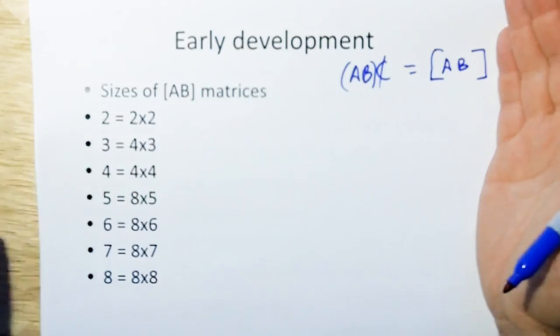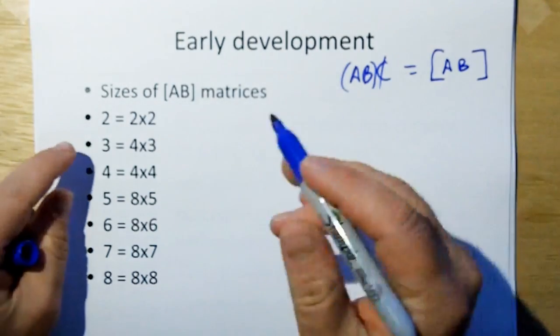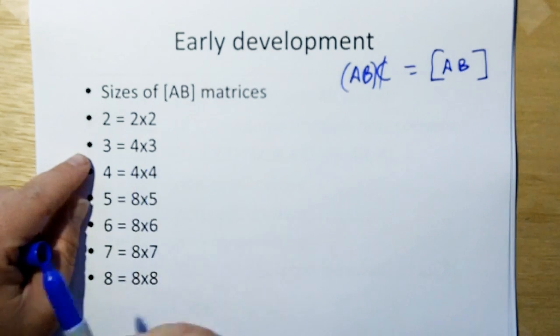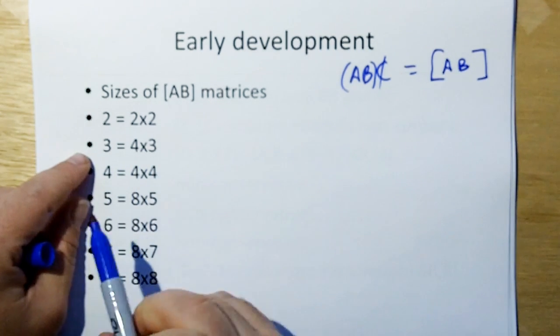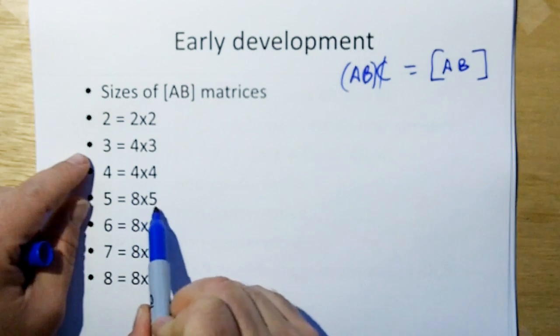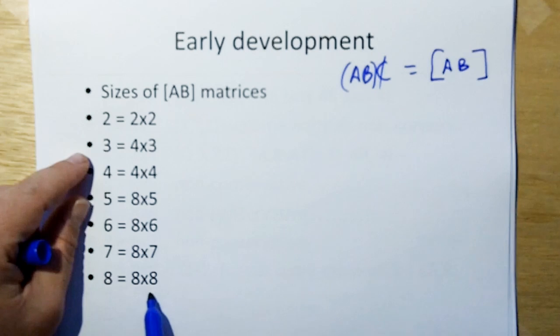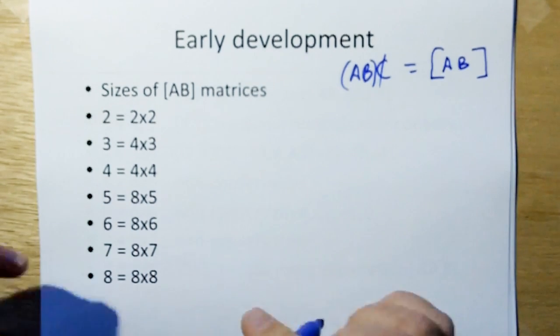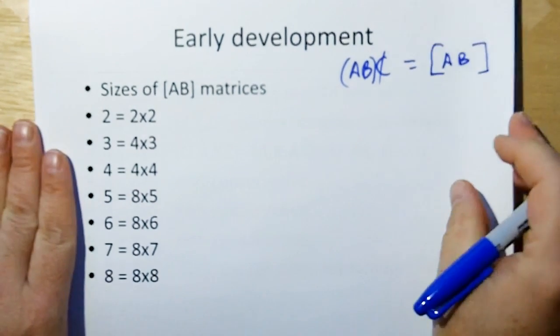Now if we do this for other dimensions, because it was interesting, when I went to 3 dimensions we found out it's a 4 by 3 matrix. 4 dimensions it comes out to be a 4 by 4 matrix. 5 dimensions comes out to be 8 by 5, all the way down to 8 by 8 multiply is an 8 by 8 matrix. Now this blew my mind.